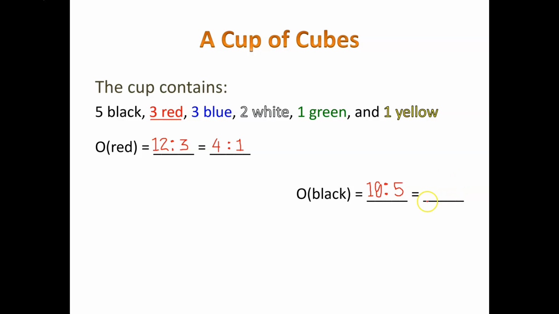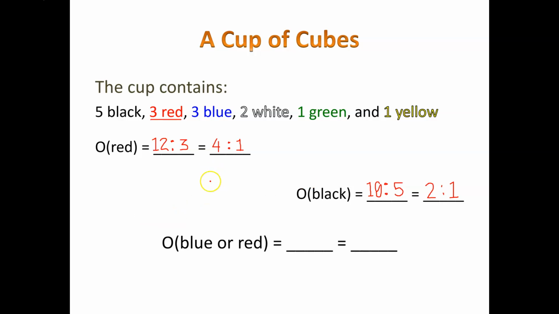Losers on the left. And we can simplify. 10 and 5 can both be divided by 5. 10 divided by 5 is 2. And 5 divided by 5 is 1. So our odds of pulling a black are 2 to 1.